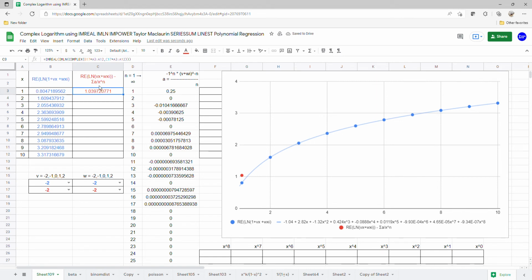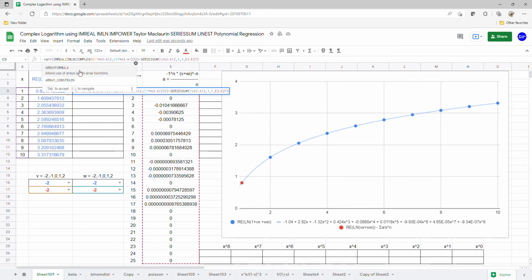And now that we have this, we subtract with the series sum. So minus series sum. So series sum of a over x to the power n. So that is 1 over x raised to the power n, where n starts from 1 incremented by 1. And the coefficient will be this range. And this is an array formula.